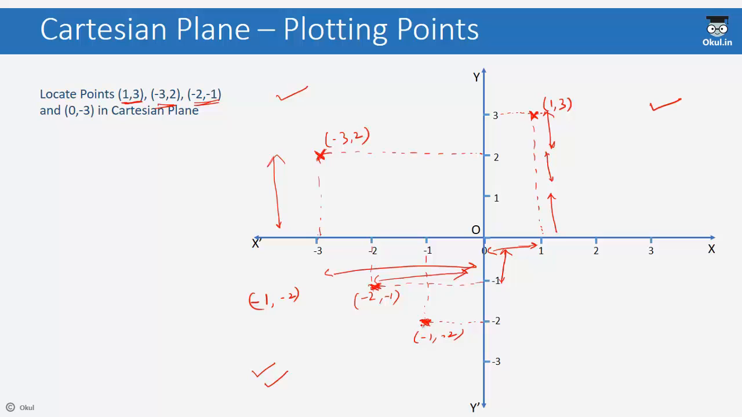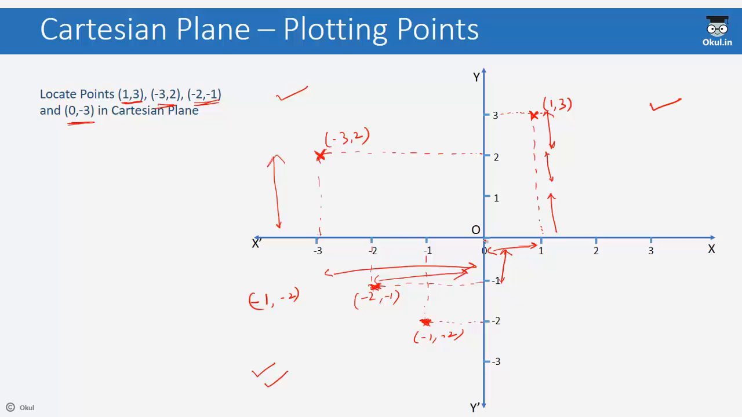And now we can clearly see that (-2, -1) and (-1, -2) are not identical, since the position of both the points is different, and hence while representing the position of a point, the x and y coordinates of a point are not interchangeable. Now let us plot the point (0, -3).